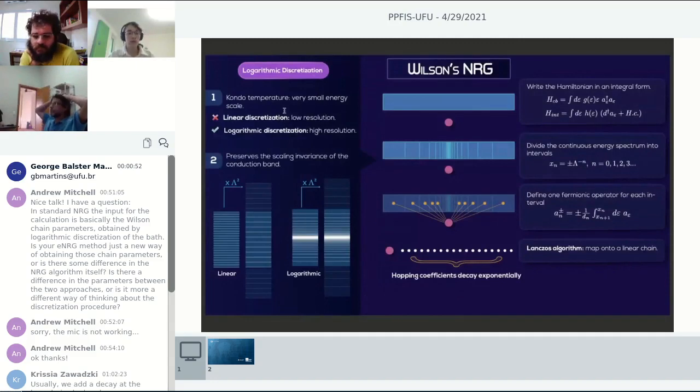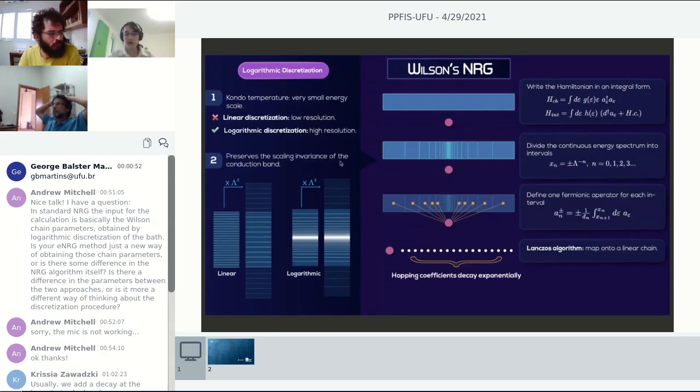If we want to describe Kondo physics with a linear discretization, we would need minimal energy intervals, at least of the order of the Kondo temperature. To get those minimal intervals, we would have to work with unrealistically large matrices. So this makes describing Kondo physics with a linear discretization an impossible numerical problem. A logarithmic discretization avoids this problem by having a high resolution only at low energies, where the Kondo physics takes place. And this discretization has yet another important characteristic because it preserves the scaling invariance of the conduction band.